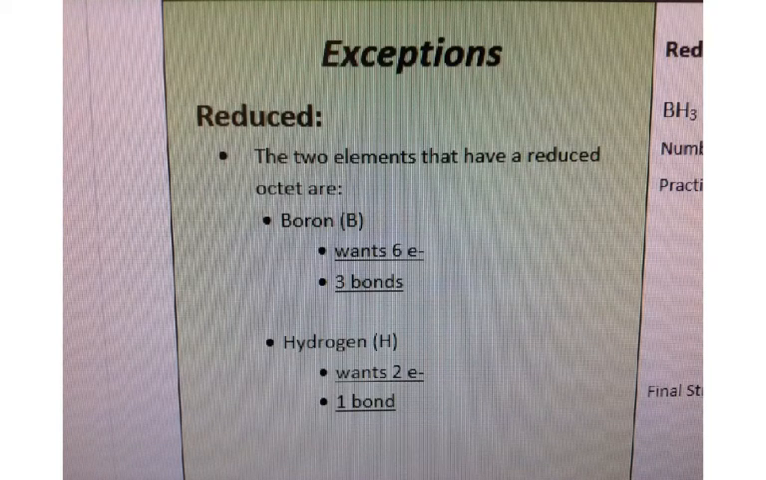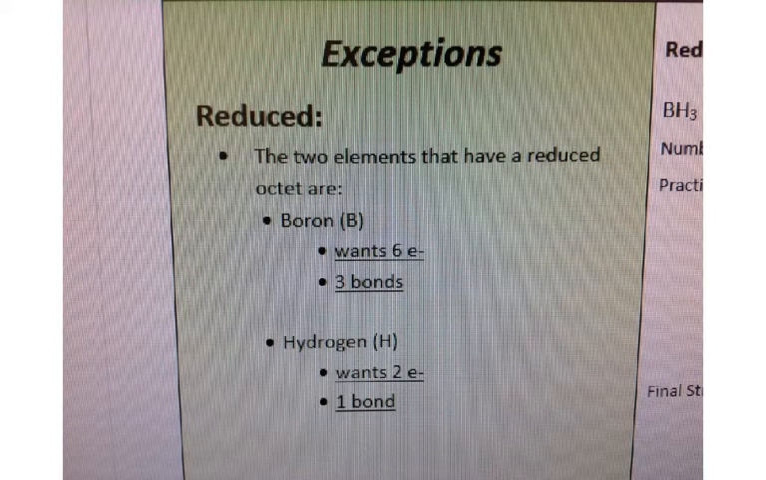All right, tonight what we're going to be talking about are the exceptions to the octet rule when you're drawing Lewis dot structures. There are going to be three focuses of tonight's unit, and that is reduced octets, expanded octets, and those that have charges. All right, so first what we're going to talk about is reduced.